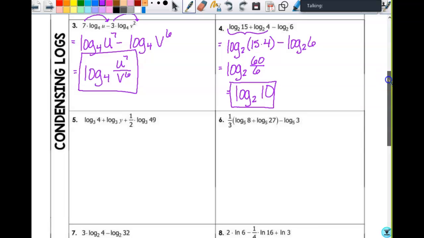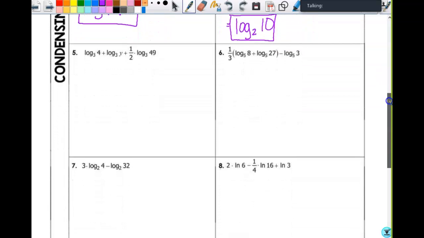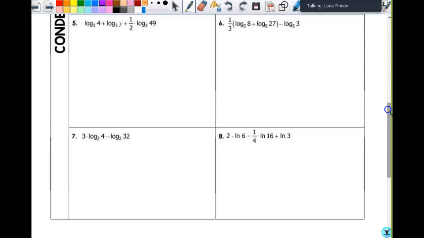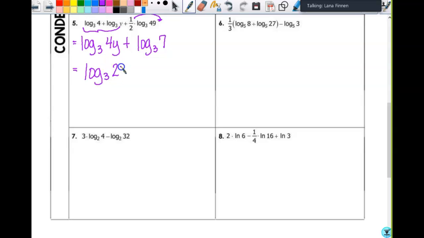All right. Let's look at number 5. I'm going to combine these 2. So I get log base 3, and then I multiply the 4 times the y, plus, now this 1/2 becomes an exponent on the 49, so what's 49 to the 1/2 power? Square root is, yeah, it's 7, so it's the square root. So it's log base 3 of 7. Then I can use the product property again and get log base 3 of 28y.